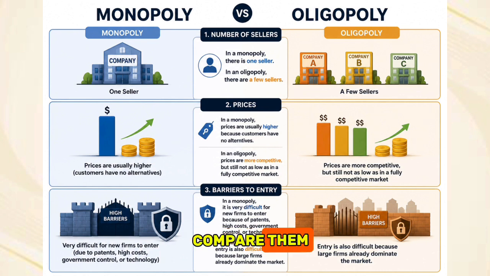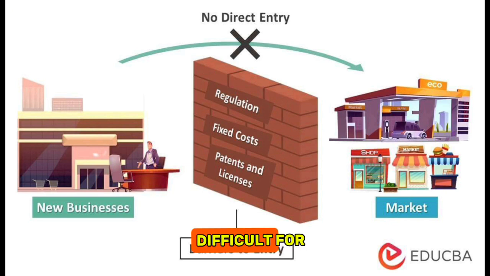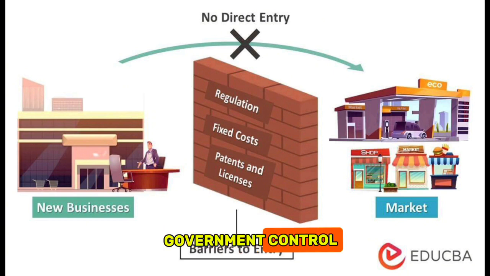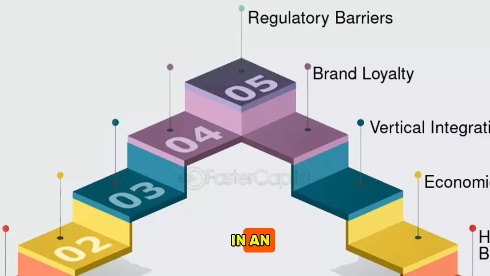Now let's compare them clearly. In a monopoly, there is one seller. In an oligopoly, there are a few sellers. In a monopoly, prices are usually higher because customers have no alternatives. In an oligopoly, prices are more competitive but still not as low as in a fully competitive market. In a monopoly, it's very difficult for new firms to enter because of patents, high costs, government control, or technology. In an oligopoly, entry is also difficult because large firms already dominate the market.